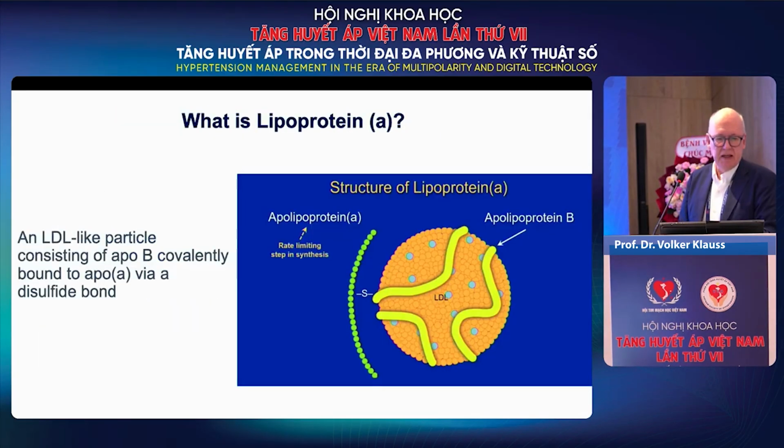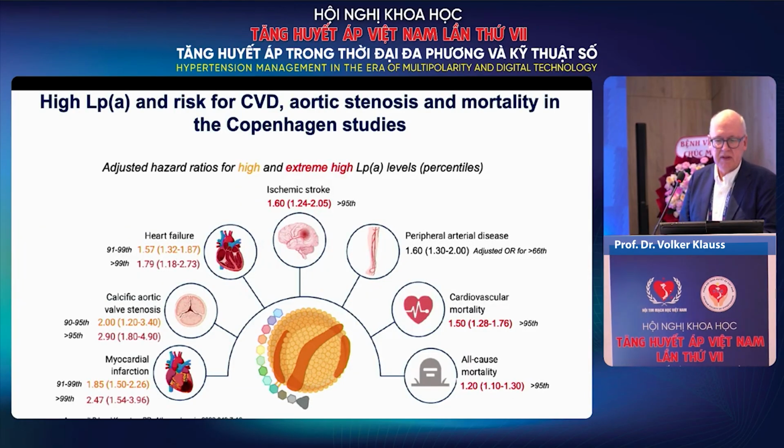What is LPA? It is an LDL-like particle consisting of ApoB covalently bound to ApoA via a disulfide bond. And we have very good data from the Denmark group showing that when you have high or very high values, that means 100 to 105 milligram per deciliter, you have a very high risk, not only for vascular disease, but also for getting aortic valve stenosis.